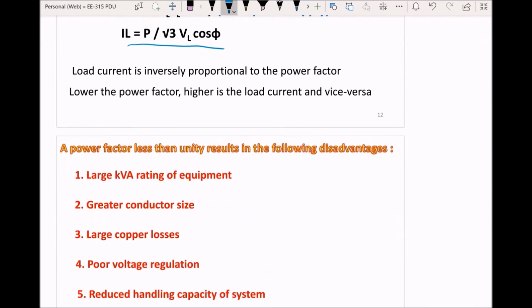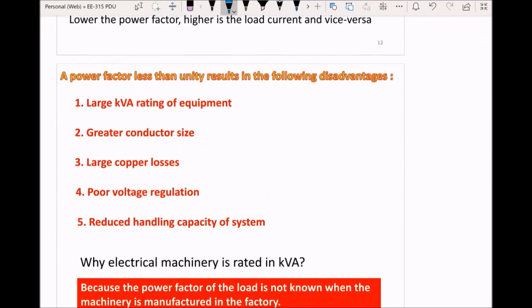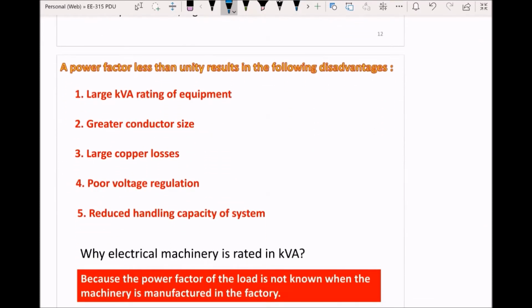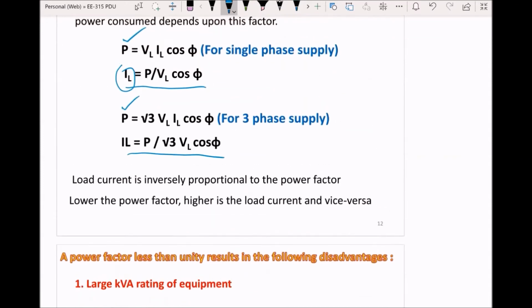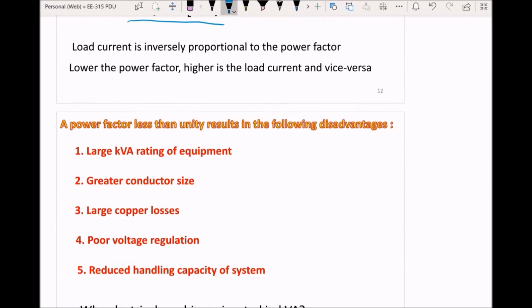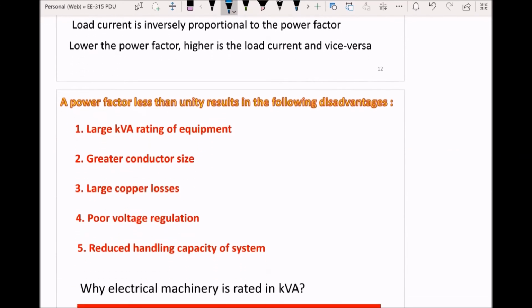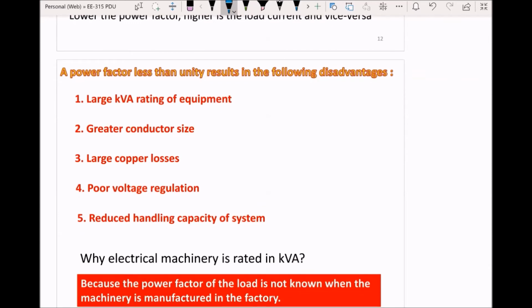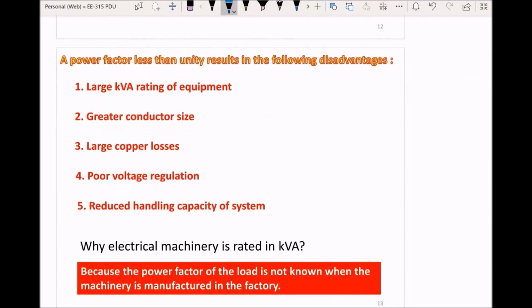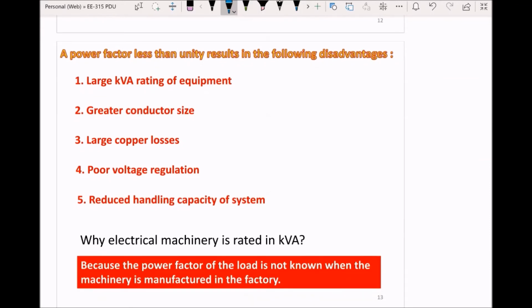Now if the power factor drops below unity, we have studied that the power factor can get reduced because of the reactive component. Now if the power factor drops below unity, following could be the disadvantages, which are large kVA rating of the equipment, greater conductor size, this, and this, which we'll study in the next slide.